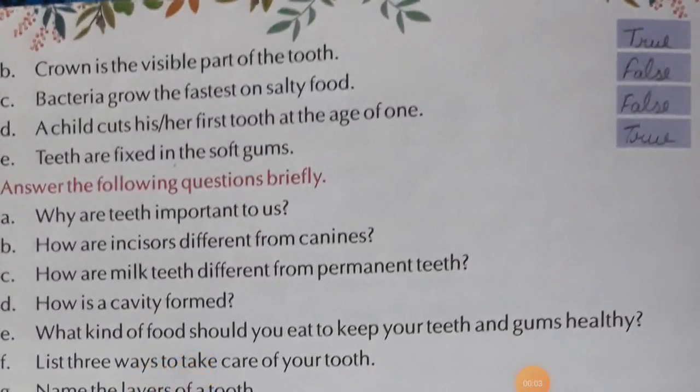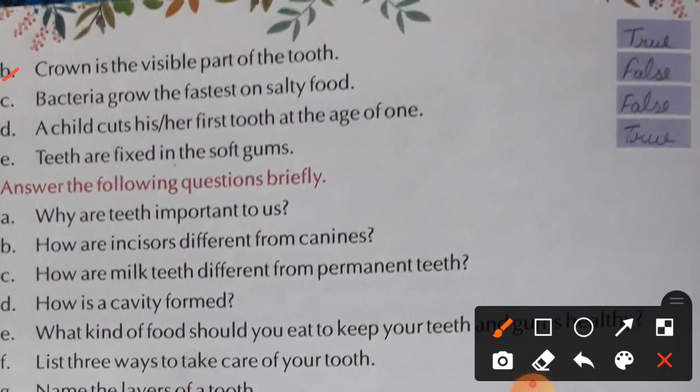B. Crown is the visible part of the tooth. True. C. Bacteria grow the fastest on salty food. False. D. A child cuts her first tooth at the age of 1. False. E. Teeth are fixed in the soft gums. True.